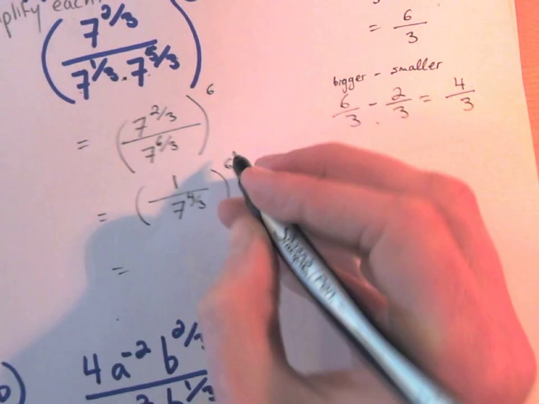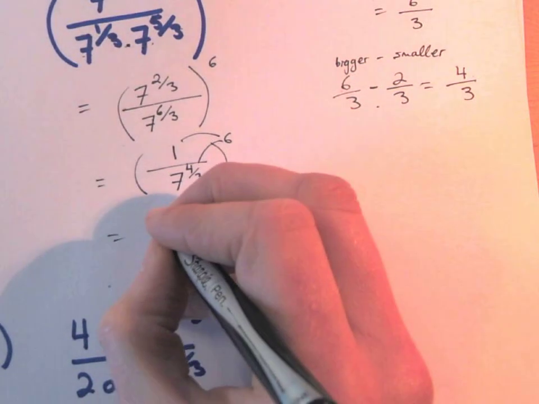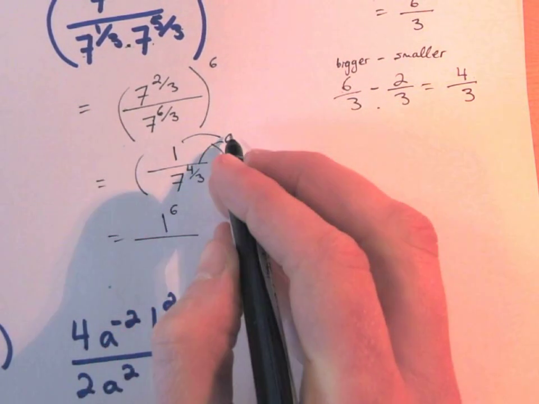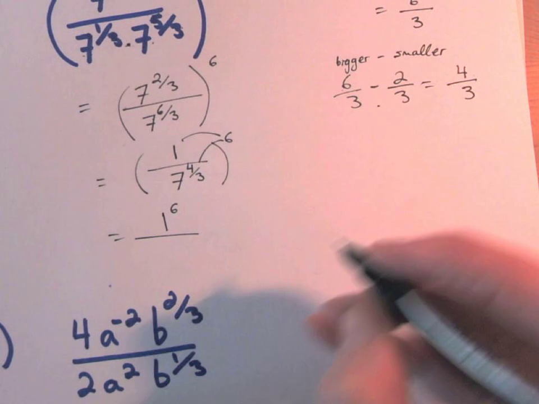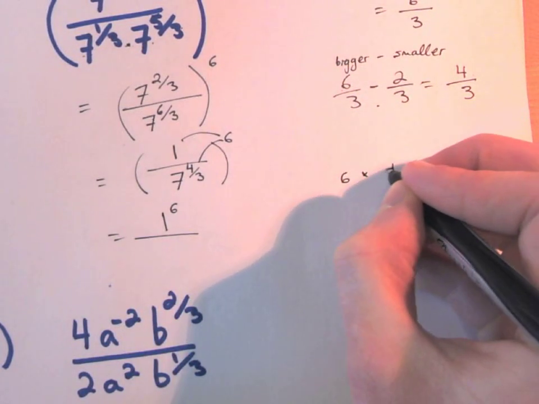Now once we have that, we have to distribute this 6 to both of those. So now we have 1 to the power 6 over, we have to know what 6 times 4 over 3 is. So let's do that on the side. 6 times 4 over 3.